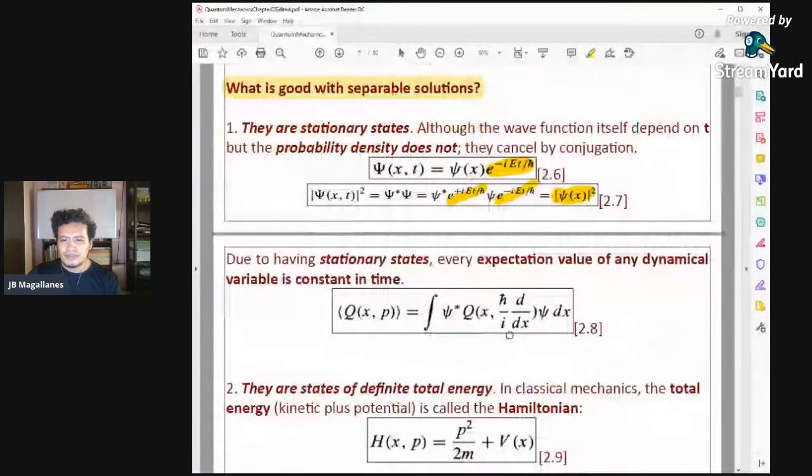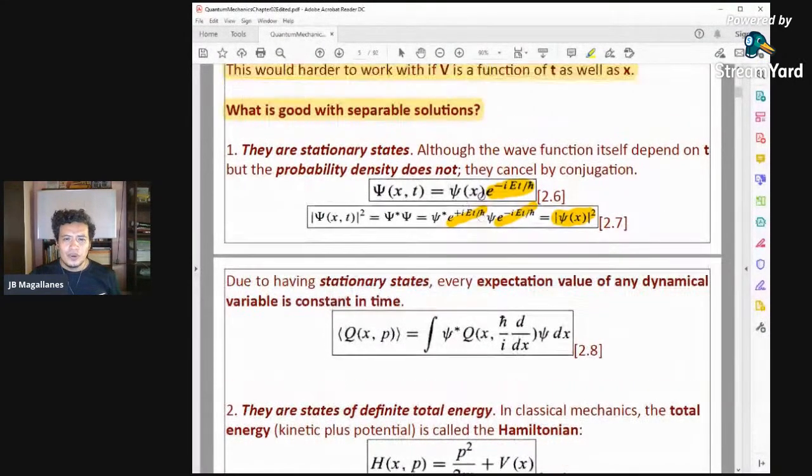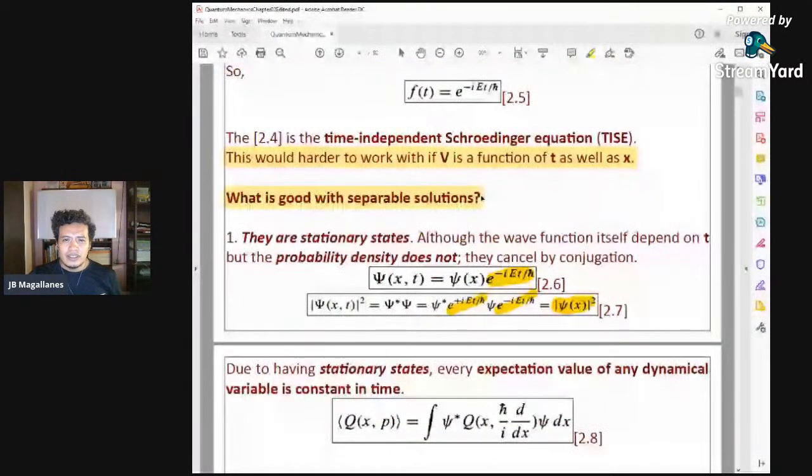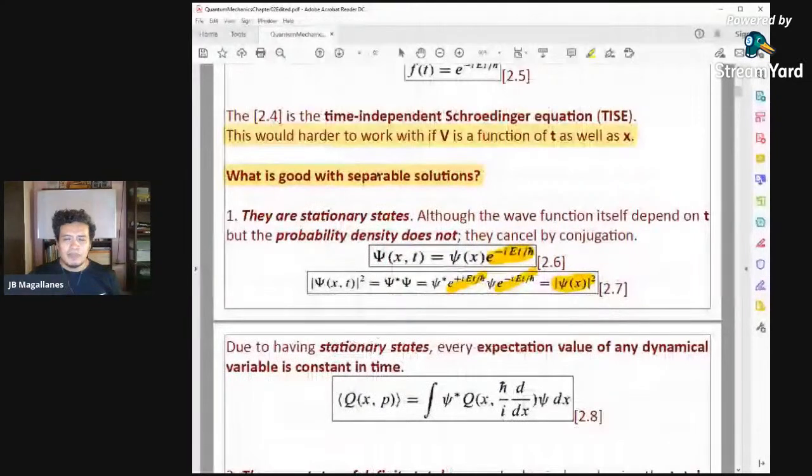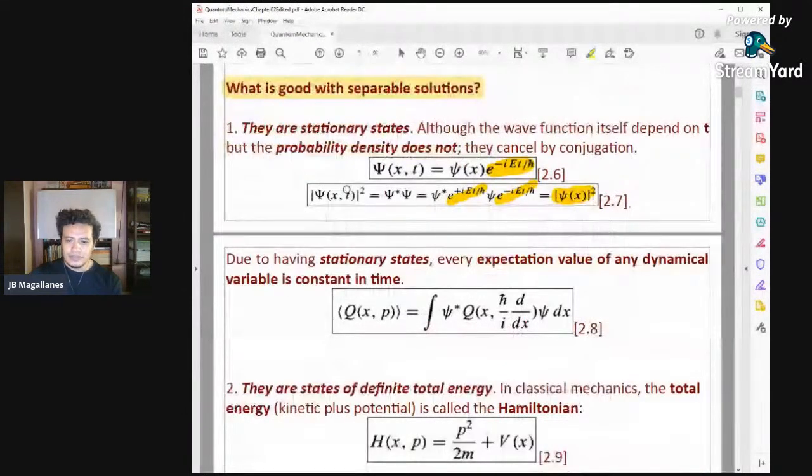So that's what's good with dealing with the time independent Schrodinger equation. That gives you a wave function that is just a function of space.